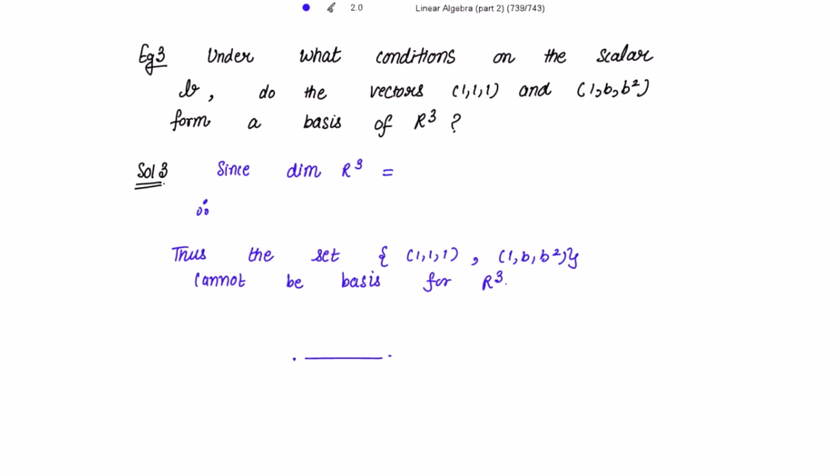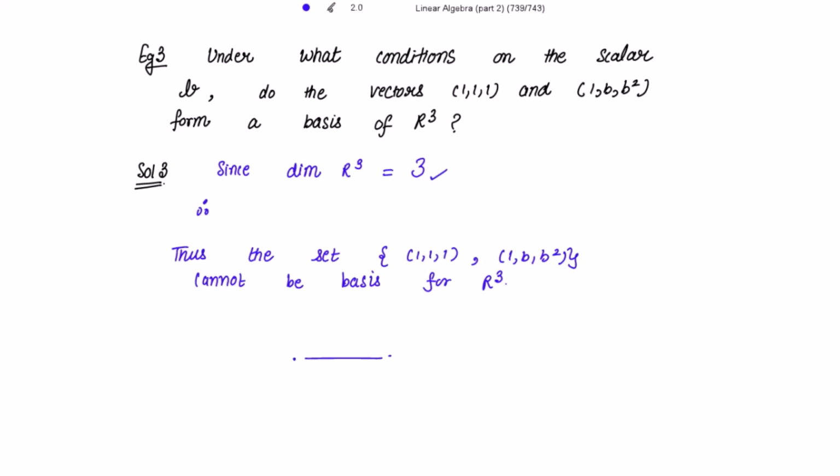Under what conditions on the scalar b do the vectors (1, 1, 1) and (1, b, b square) form a basis for R3, that is three-dimensional space? We know that the dimension of R3 is 3, right? Okay. So therefore, every basis of R3 will contain exactly 3 elements. What do we mean by dimension? Dimension means the basis for that space must contain a number of elements equal to 3. This is the result, right?